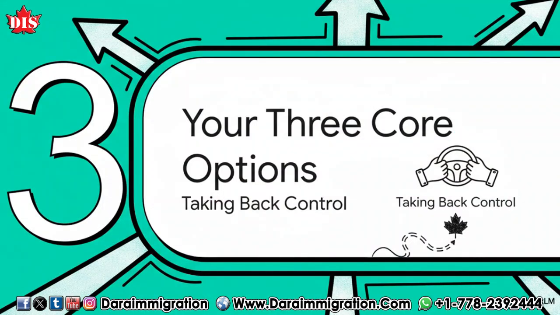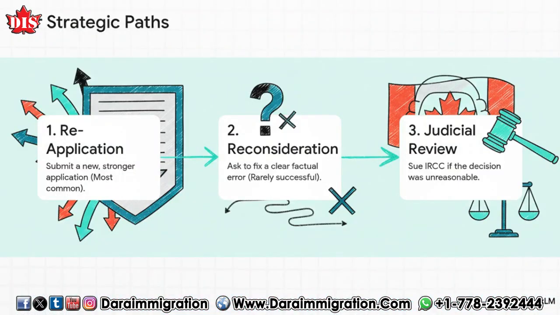Okay, so you've been refused, and now you know how to find the real reason why. The next question is, what do you do with that info? Let's walk through your strategic options. This is where you start to take back control. You basically got three main paths.